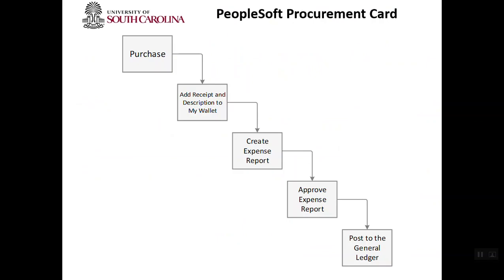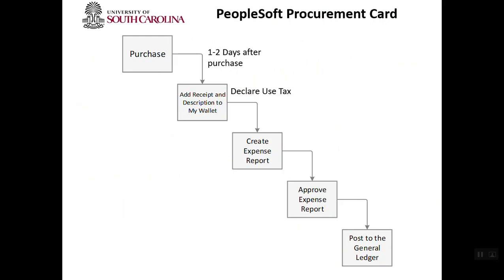I've created a simple flowchart to demonstrate the process of PeopleSoft Procurement Card. 1 to 2 days after the purchase, the transactions are interfaced from Bank of America into PeopleSoft, into the My Wallet page. At that point, receipts and descriptions can be added to the My Wallet page, but most importantly, use tax can be declared on the My Wallet page.